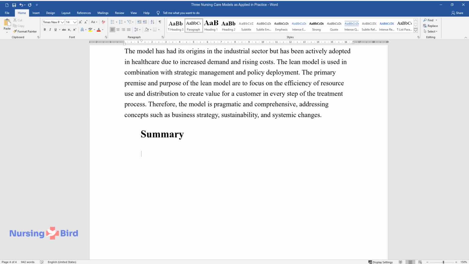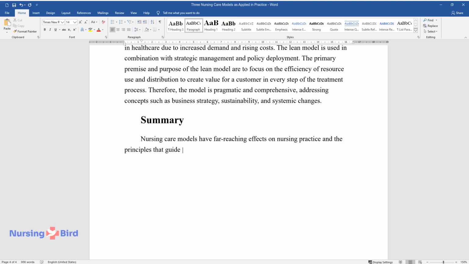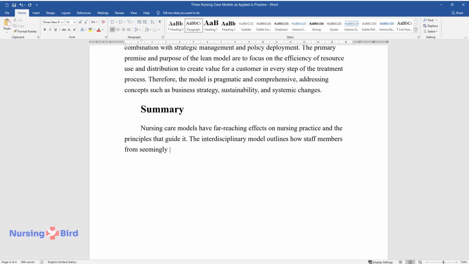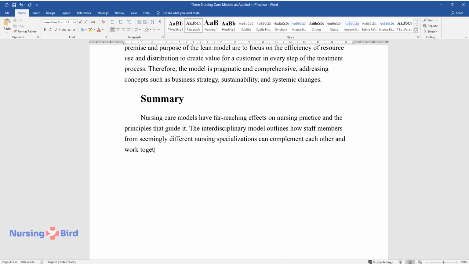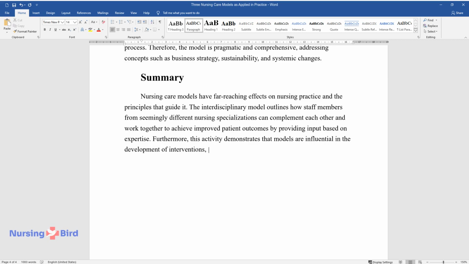Summary. Nursing care models have far-reaching effects on nursing practice and the principles that guide it. The interdisciplinary model outlines how staff members from seemingly different nursing specializations can complement each other and work together to achieve improved patient outcomes by providing input based on expertise. Furthermore, this activity demonstrates that models are influential in the development of interventions, primarily those that help promote self-care behaviors.